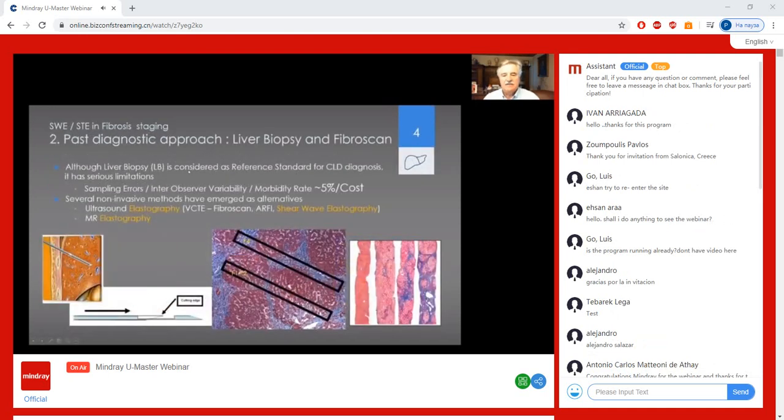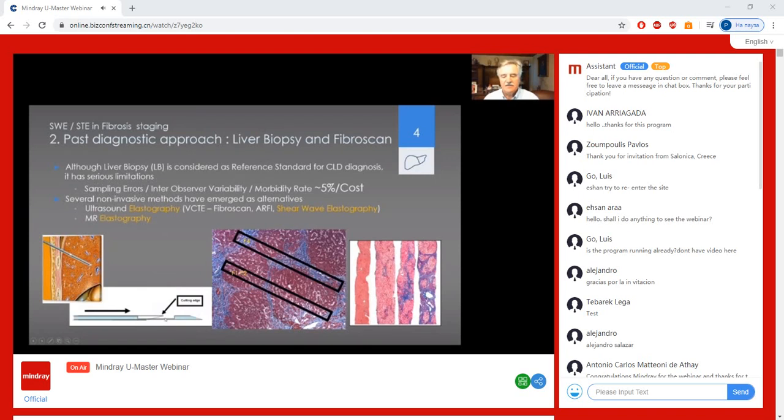Liver biopsy is considered a reference standard, but it has serious limitations. The main limitation is the sampling errors.